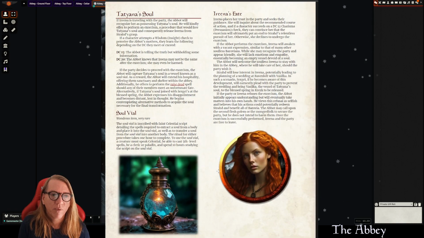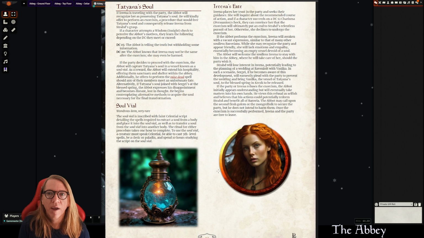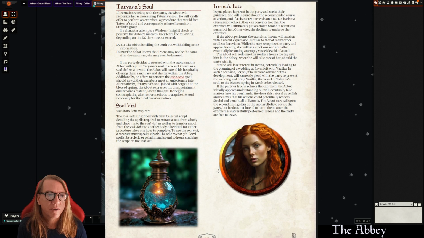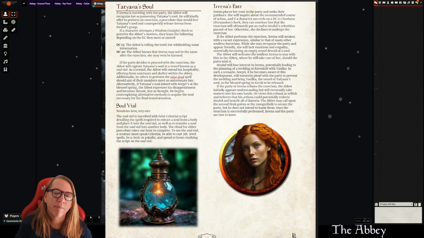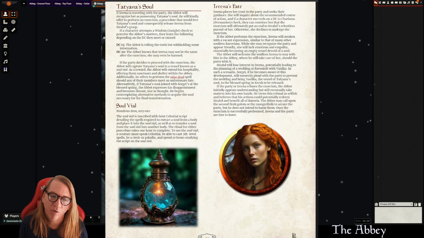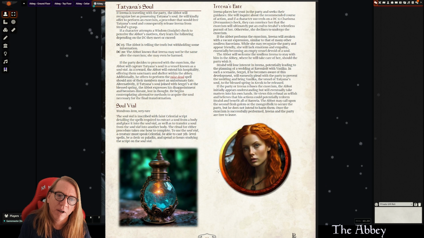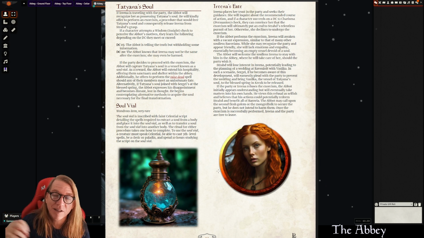Now, one of the things that we've incorporated, and this was inspired by Steve from Lunch Break Heroes, was the Abbot performing an exorcism if Irina's with the party to exorcise out Tatiana's soul. And he has this wondrous item called the soul vial, which he can capture her soul in and then place it into his flesh golem. That's what he wants to do.